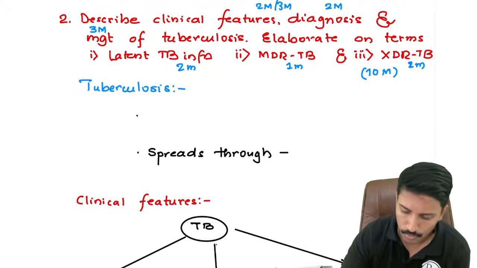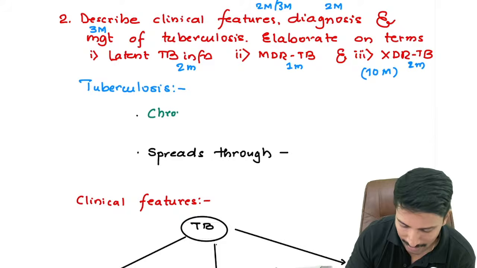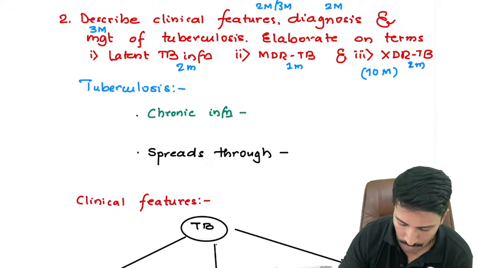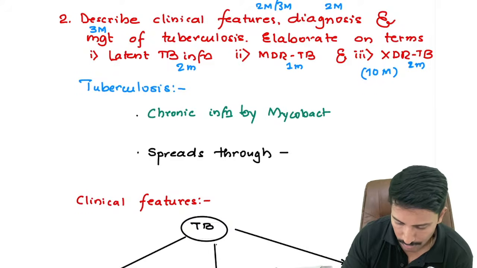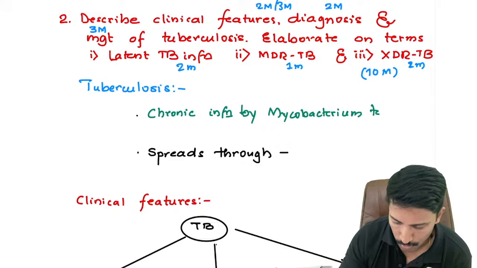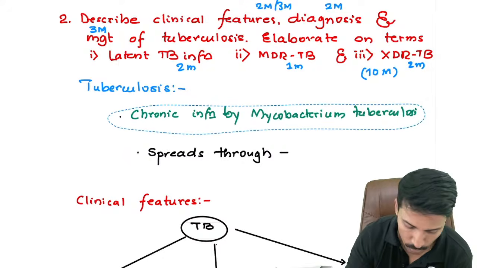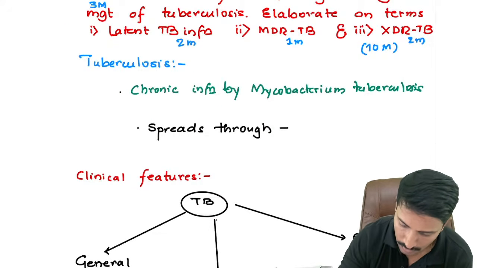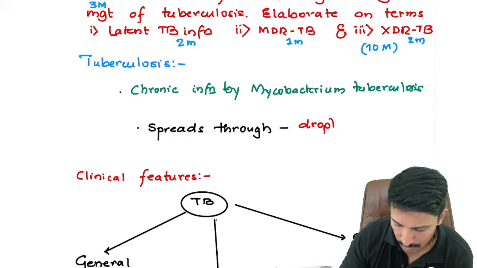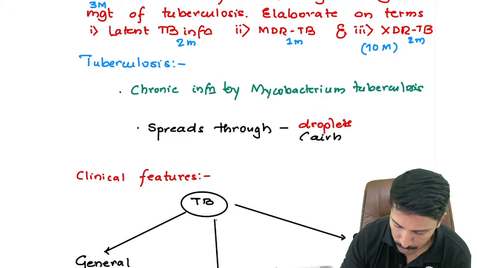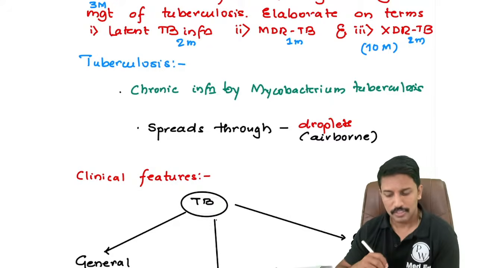Okay. So what is tuberculosis? Tuberculosis is a chronic infection caused by what organism? By Mycobacterium tuberculosis, right? And what is its mode of spread? Mycobacterium tuberculosis primarily spreads through droplets, right? Mode of transmission is droplets. Thus, you can say it is the airborne route of spread. Airborne route of spread. Okay.